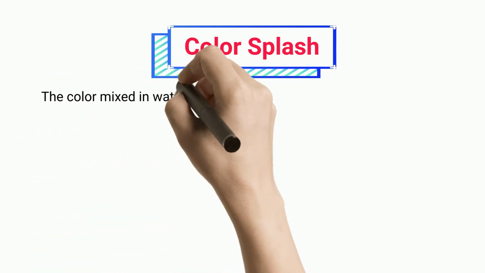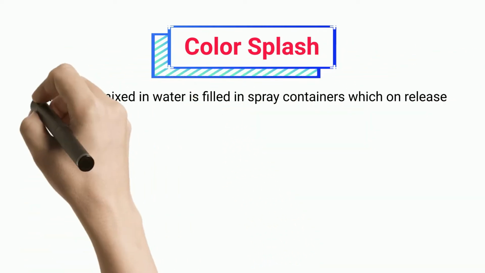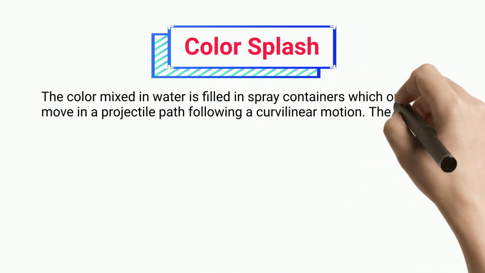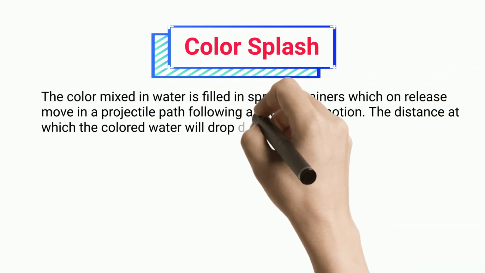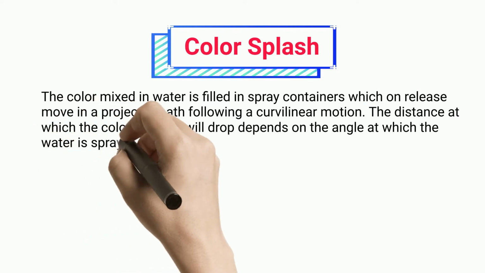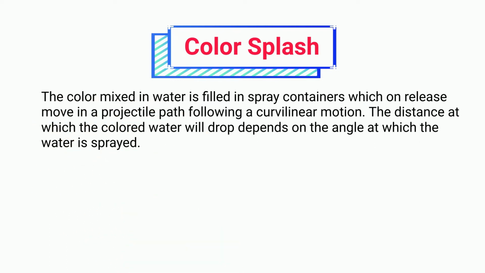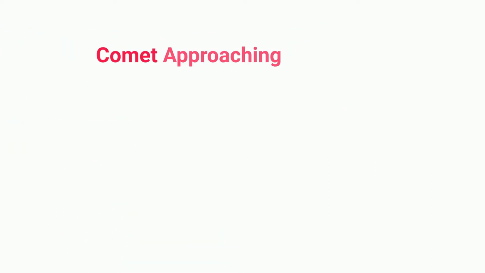Color splash. The color mixed in water is filled in spray containers which on release move in a projectile path following a curvilinear motion. The distance at which the colored water will drop depends on the angle at which the water is sprayed.